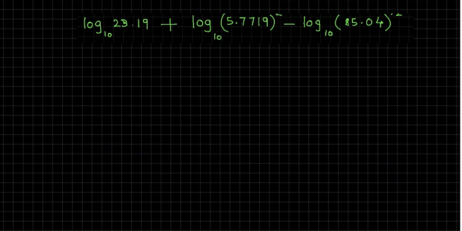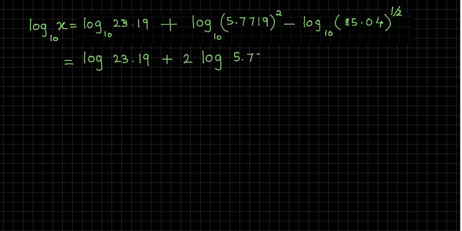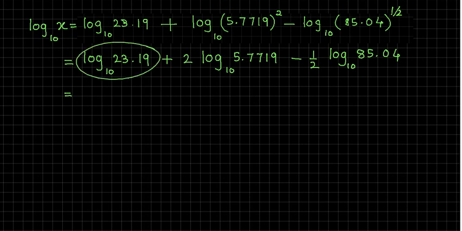Okay, so therefore we have log x, this is 2, and we have 1 upon 2, right? So therefore that further equals log of 23.19 plus 2 into log of 5.7719 all to the base 10 minus 1 by 2 log of 85.04 to the base 10. Okay, now we go on to write down the log quantities. You are already aware how to find the log of any number. Okay, so you refer to the log tables.